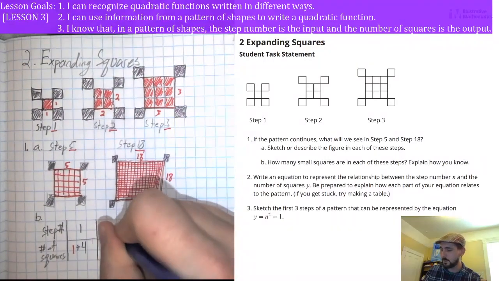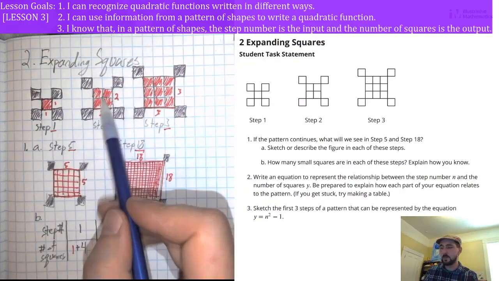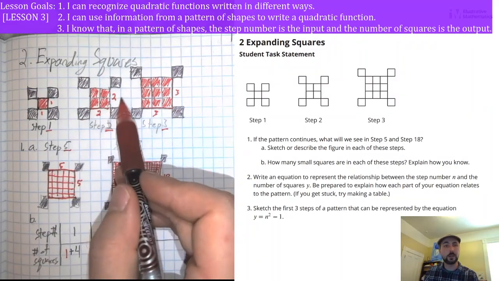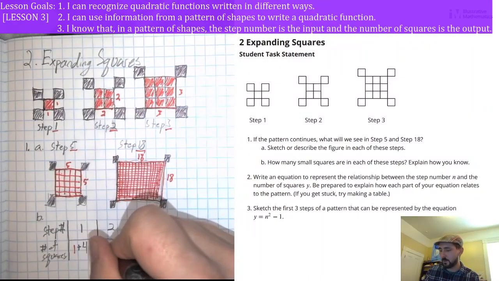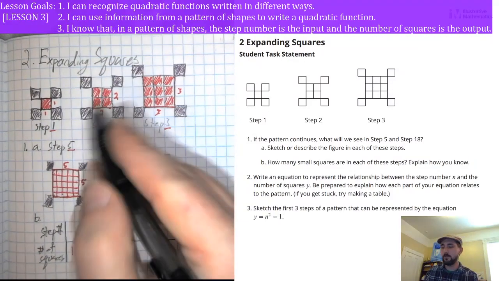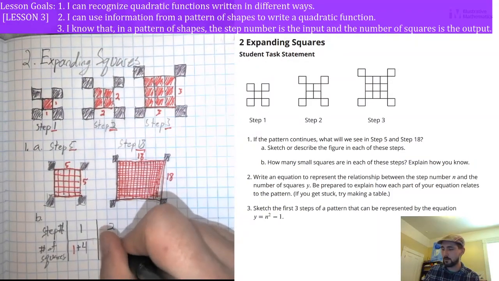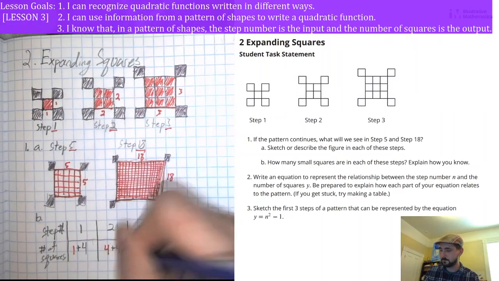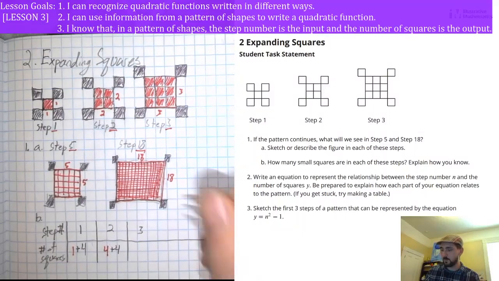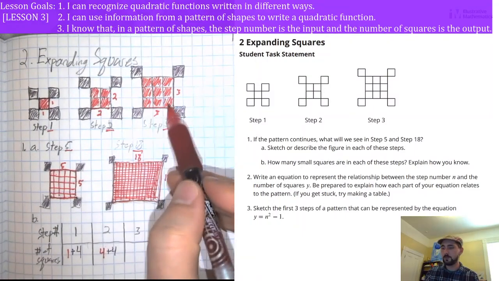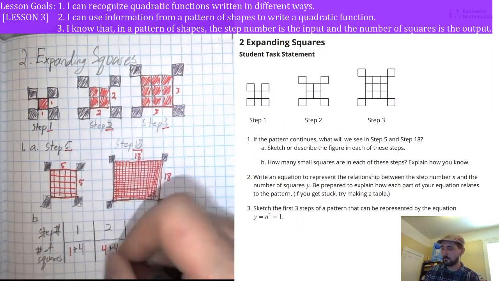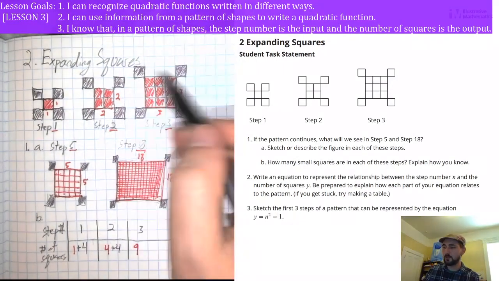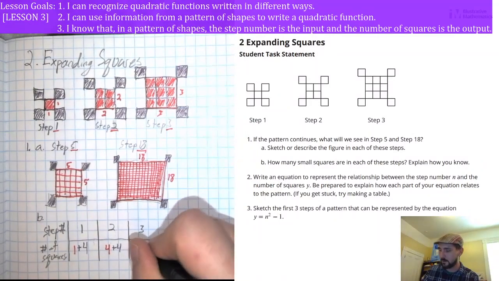Because in step 2, 1, 2, 3, 4, or 2 times 2, right? So there were 4, and then the 4 arms on the outside, right? So this is going to be plus 4. In step 3, 1, 2, 3, 4, 5, 6, 7, 8, 9, and then plus 1, 2, 3, 4 on the outside.